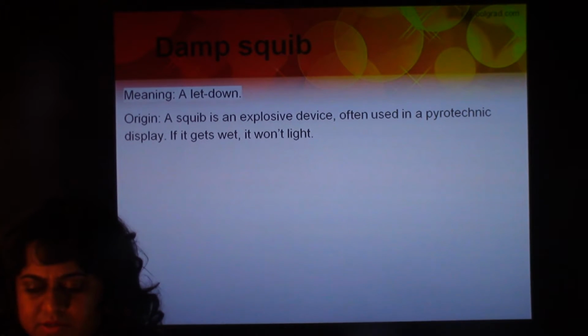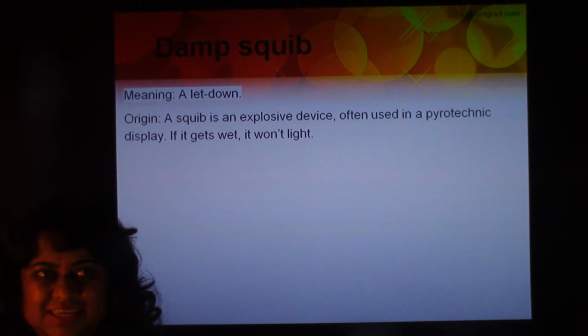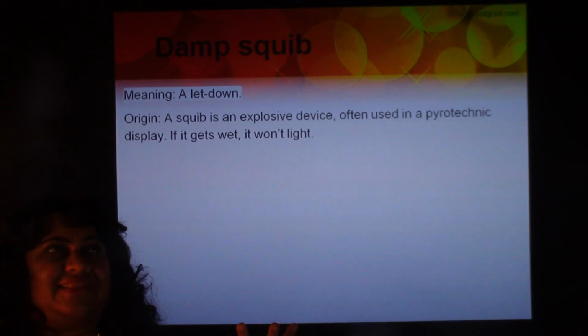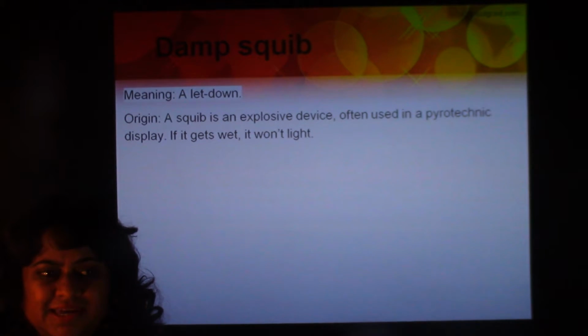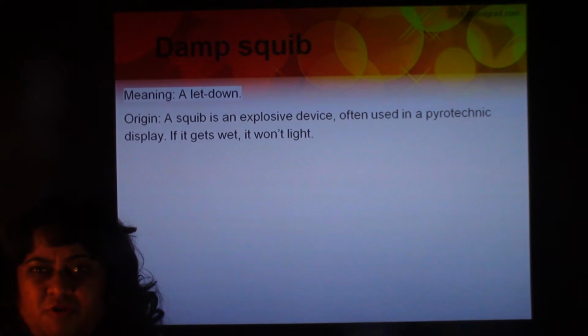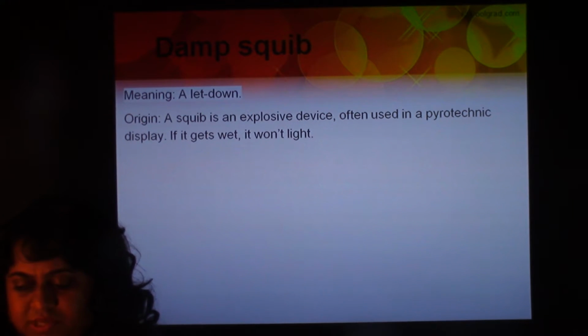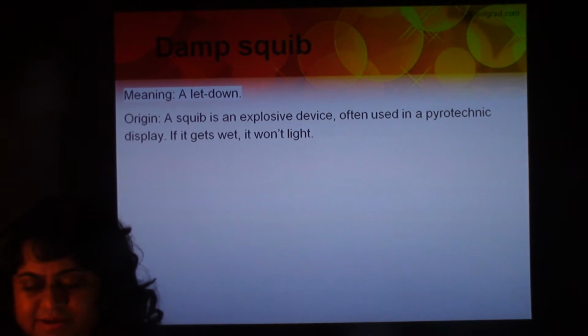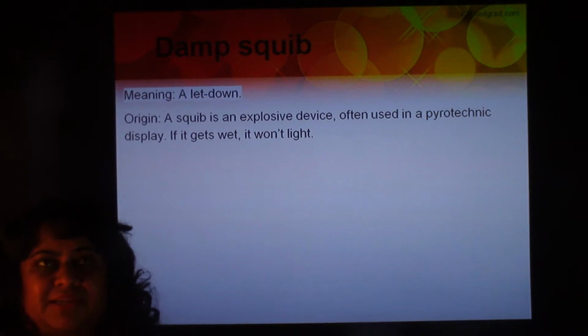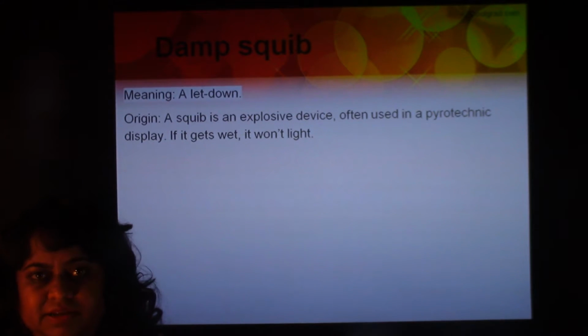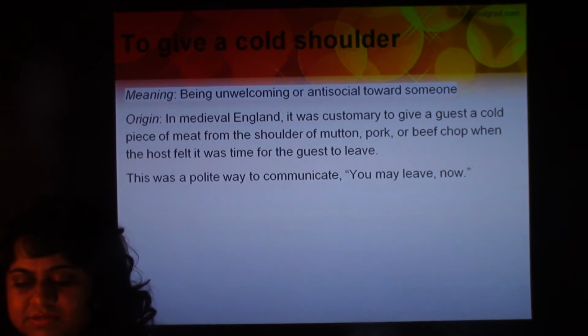Damp squib means a letdown. You expect fireworks to be really nice, but then it was a damp squib. You expect a new person on the project to perform really well, but he turns out to be a damp squib. Means it was a letdown. And a squib is an explosive device, often used in a pyrotechnic display, means for fireworks. If it gets wet, it won't light. So a damp squib means you expect it to give you fireworks, but then it didn't really take off. So that's what it means.